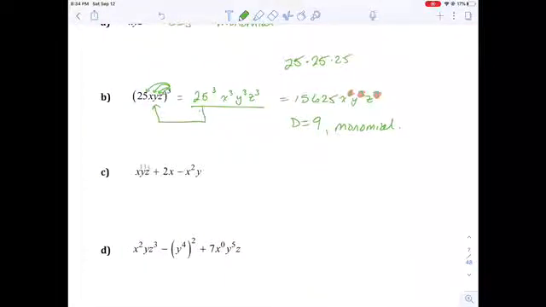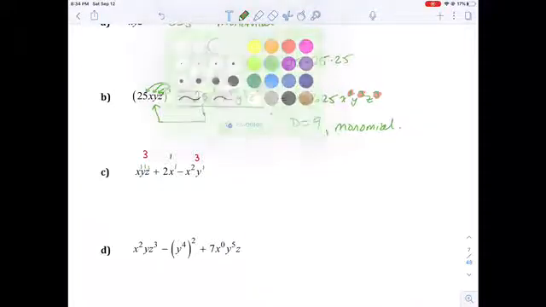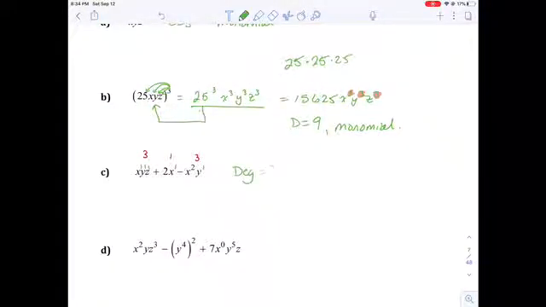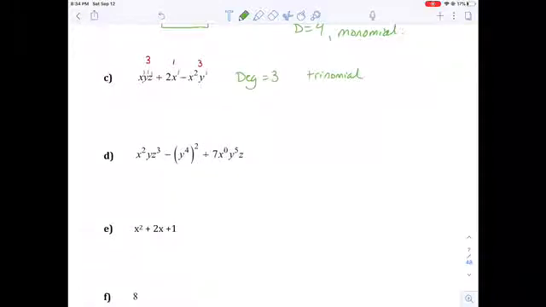This is a 1, 1, 1, a 1, and a 1. So the degree here would be 3, 1, and 3. And so our overall degree is a 3. And this is a trinomial. Okay, let's look at the next one here.